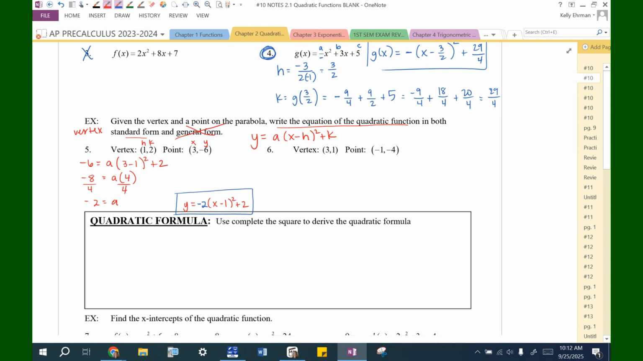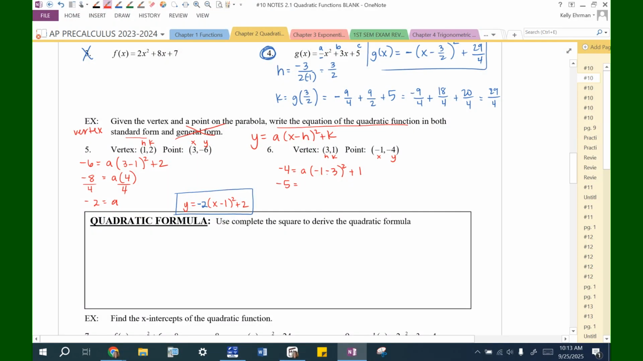Same thing for this one. Vertex is (h, k), point is (x, y). So set it up with this formula here. y equals, so negative 4 equals a times negative 1 minus 3 squared plus k, plus 1. Subtract 1.